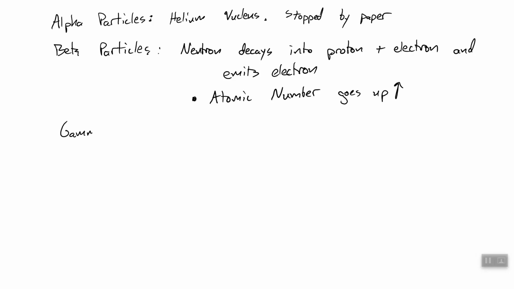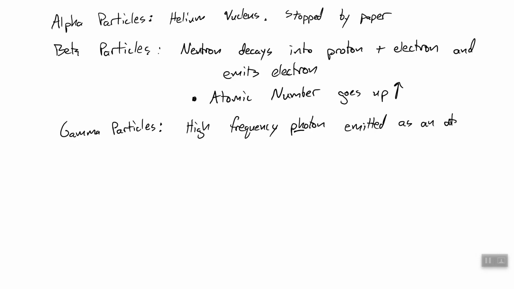Okay, finally, last but not least, are gamma particles. These were discovered later because they're really just high frequency energy. So we'll call it a high frequency photon, not proton, photon, right? So an electromagnetic particle, and it's emitted as an atom settles. So after it's decayed through alpha or beta particles, there's sometimes excess energy, and that energy is released as gamma particles.